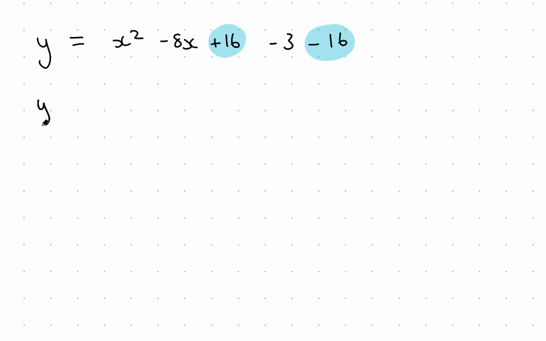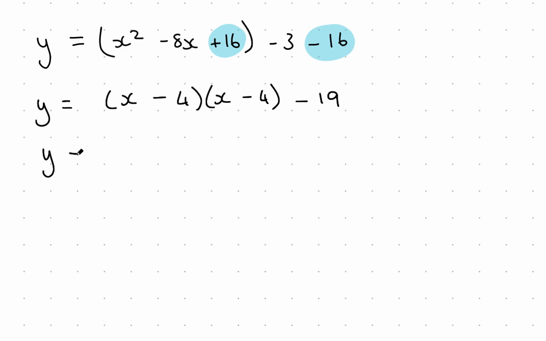So I'm going to have y is equal to, if I factorise that right now, x minus 4, x minus 4. So I'm just factorising the quadratic and that's what I get. Minus 3 minus 16 is minus 19. And then I'm going to have y is equal to, remember, if we have this multiplied by itself, a faster and neater way of writing that is x minus 4 squared. And then I'm going to have minus 19.